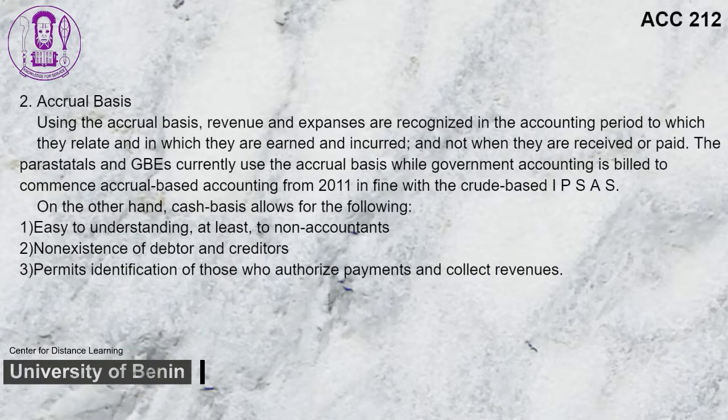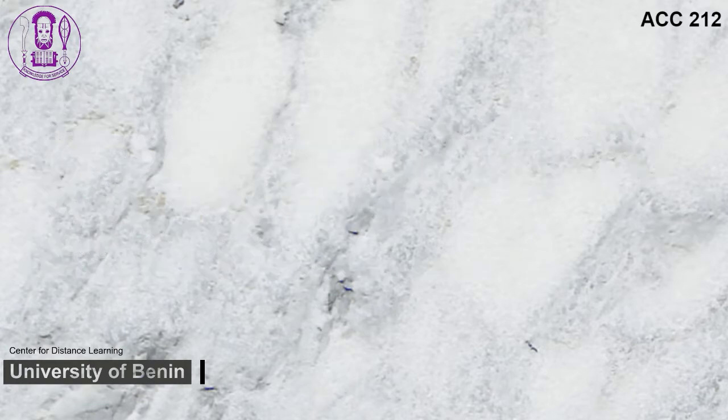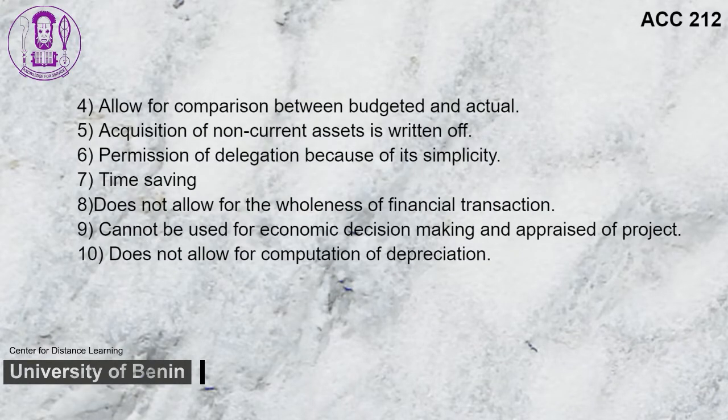1. Easy to understand, at least to non-accountants. 2. Non-existence of debtors and creditors. 3. Permits identification of those who authorize payments and collect revenues. 4. Allows for comparison between budgeted and actual. 5. Acquisition of non-current assets is written off. 6. Permits delegation because of its simplicity. 7. Time saving. 8. Does not allow for the wholeness of financial transactions. 9. Cannot be used for economic decision-making and appraisal of projects. 10. Does not allow for computation of depreciation.